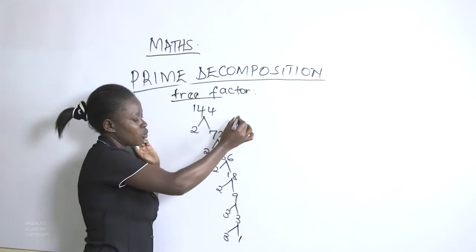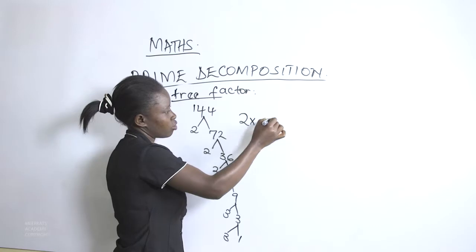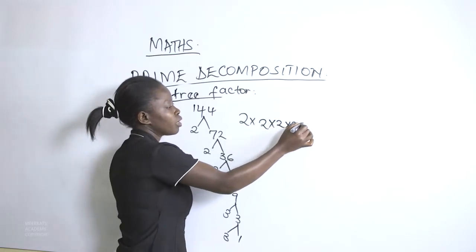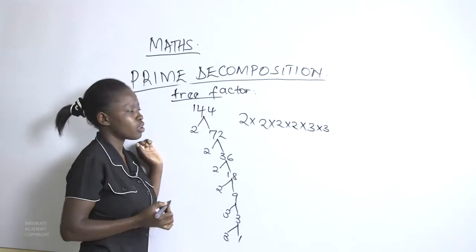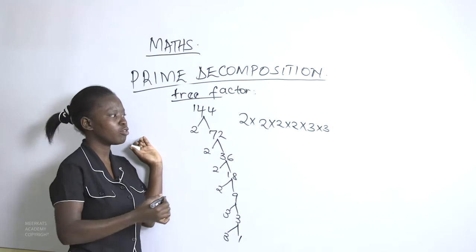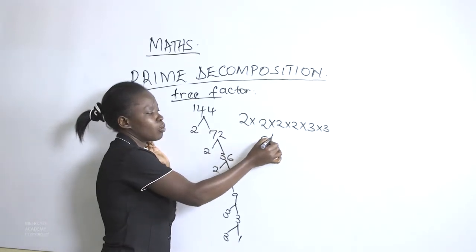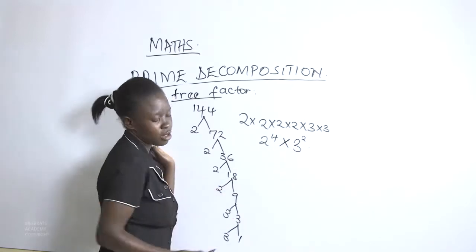So we have 2 repeated 4 times, so 2 times 2 times 2 times 2. 3 is repeated twice, that is 3 times 3. So if I express 144 as a product of its prime factors, we have 2 to the power of 4 times 3 to the power of 2.